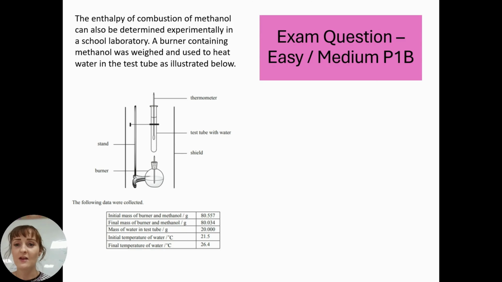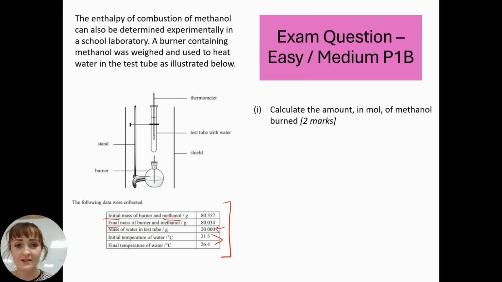The question tells you that the enthalpy of combustion of methanol was being determined experimentally in a school lab, and they used a spirit burner containing methanol, which was weighed and used to heat water in the test tube as illustrated below. This is simply a manipulation of the experimental setup that we already saw earlier in the video. The following data was recorded, and you're given data around mass of burner and methanol initially and finally. There's a mass of water in the test tube, and then an initial and final temperature of water.